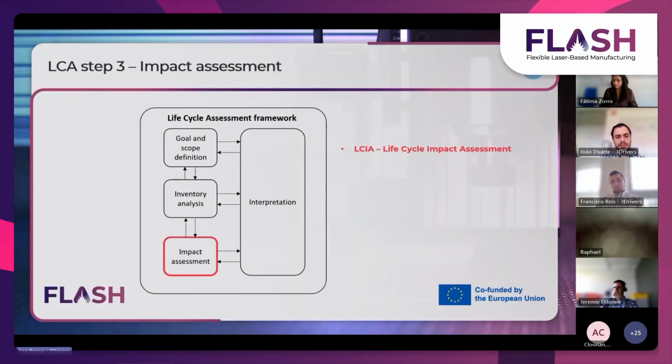So the impact assessment is basically the calculation of impacts, and we have several strategies to do that. We can do a midpoint or endpoint analysis.